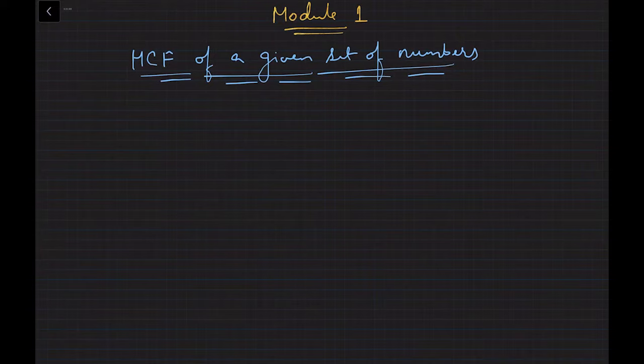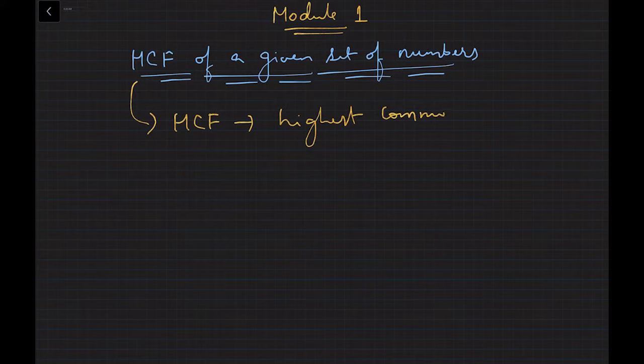In this video, I'll be explaining how to find the HCF of a given set of numbers under module 1. Before understanding how to find the HCF of a given set of numbers, first let's understand the meaning of HCF. HCF means highest common factor. Let's understand this word by word. First, let's understand what a factor is.